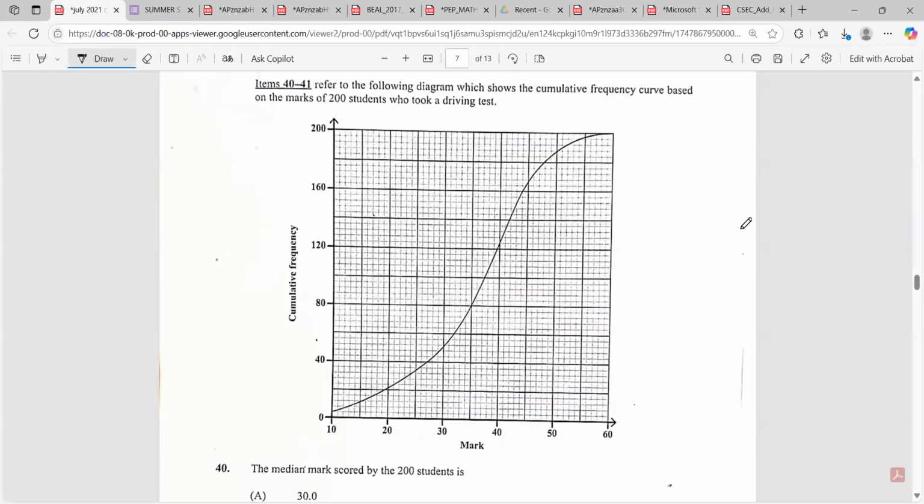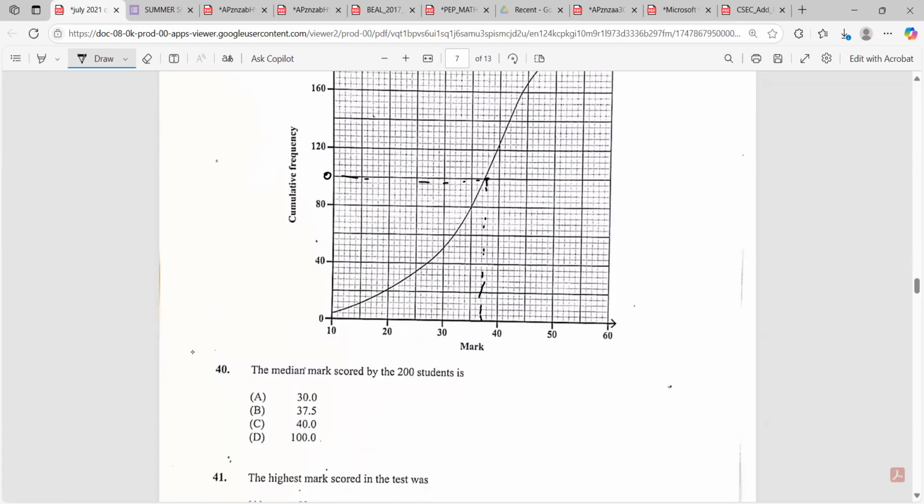All right, 40 to 41. Let us do 40. 40 to 41 refer to the following diagram, which shows the cumulative frequency curve on the marks of 200 students who took a driving test. The median mark scored by the 200 students is, so we are going to look for 100, right? Because 100 is going to be half of the 200. So the middle number we are looking for. But 100 is not the answer, right? We have to come across on the cumulative frequency and then go that direction here. Start about 37. You see the options. All right, so this would be B, 37.5.